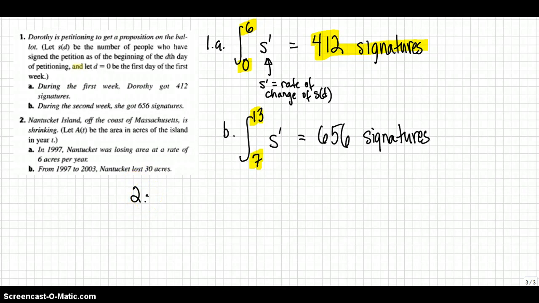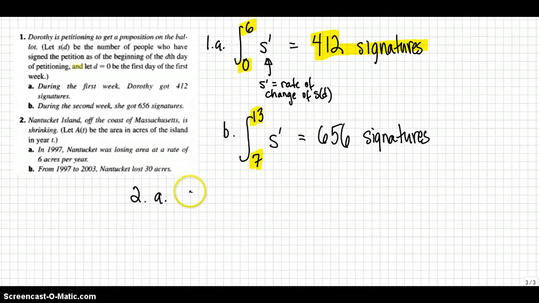Number 2 talks about Nantucket Island, which is shrinking. And we're going to let A of t be the area in acres of the island in any year t. So first of all, what does A tell us? Presumably something about the area. So in 1997, so that's going to be our time t, Nantucket was losing area at a rate of 6 acres per year. So they're telling us about losing area. That's that little bling word that says we're looking at a rate of change. That means we're actually looking at a derivative. So 2A is a statement about the derivative.